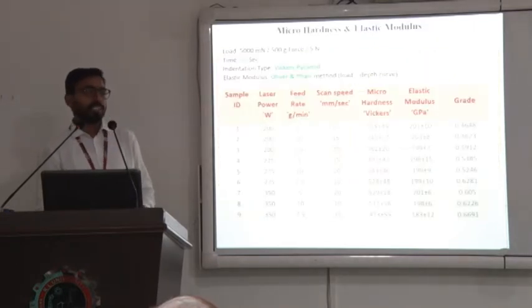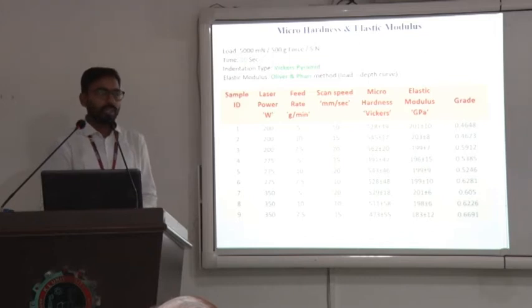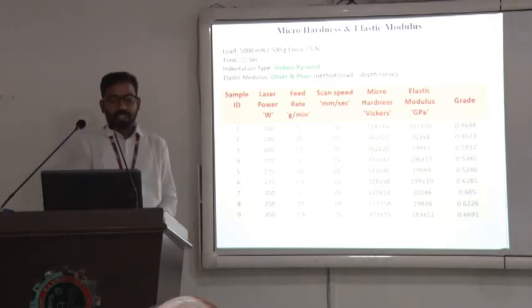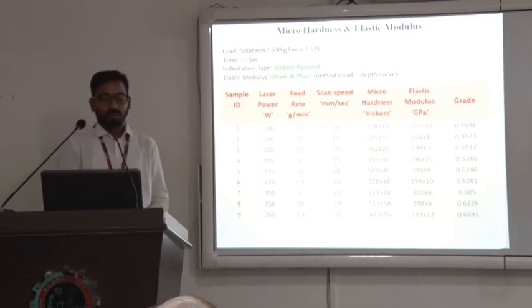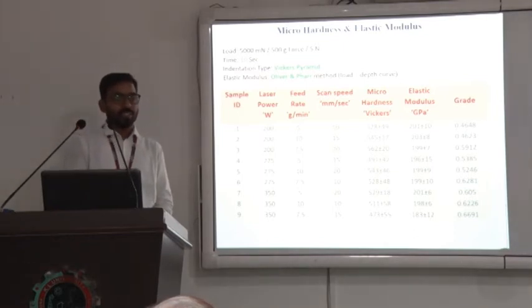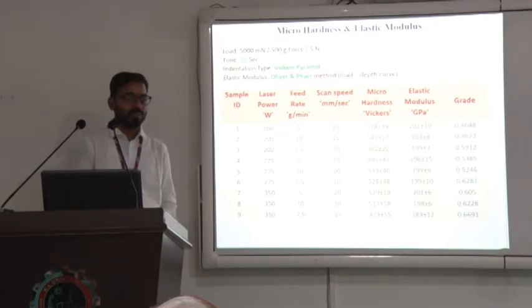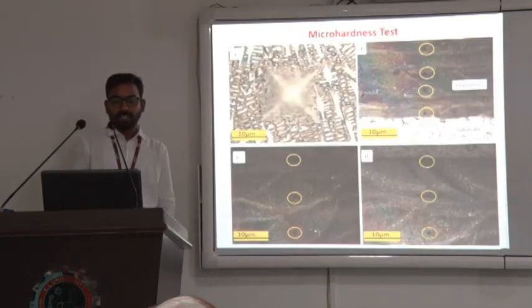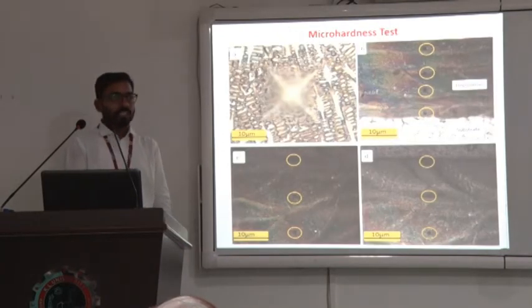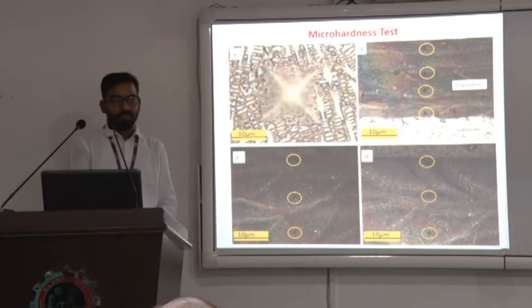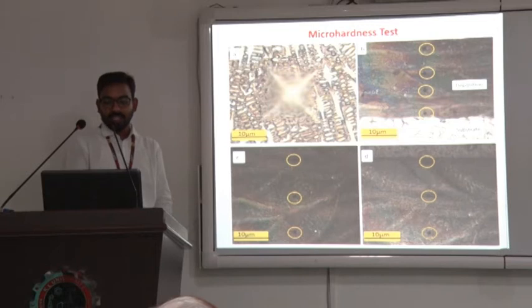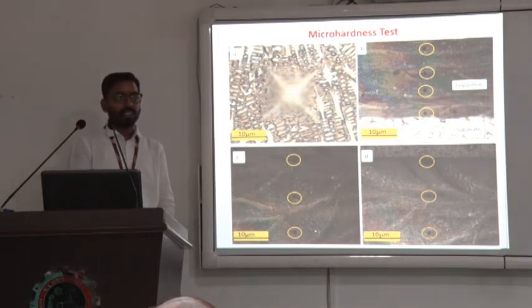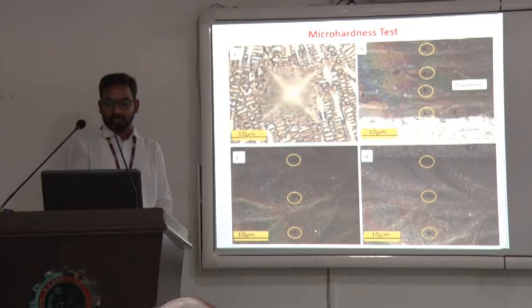Microhardness is measured with a diamond indenter, applying a load of 5 newtons, and the elastic modulus is also calculated with the Oliver and Pharr method from the load-depth curve obtained from the hardness test. These are the results of the grey analysis. This is the diamond indenter, and the load is applied on each and every layer of the deposited sample. In the figure, A is near the substrate and B is the topmost layer. The indentation is applied on each layer, and we observe the hardness values.